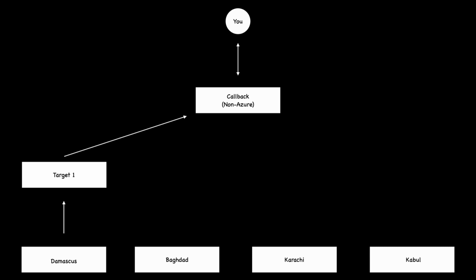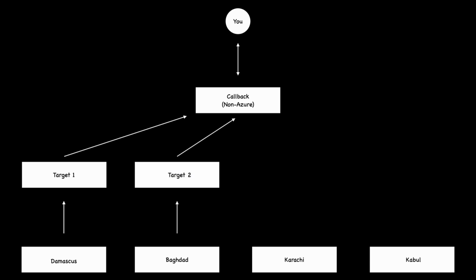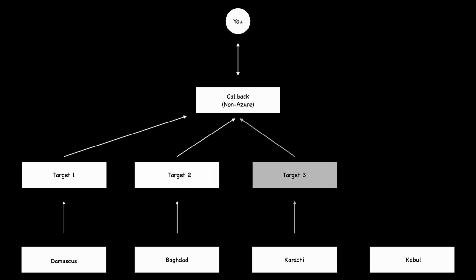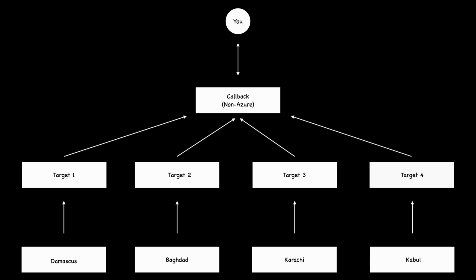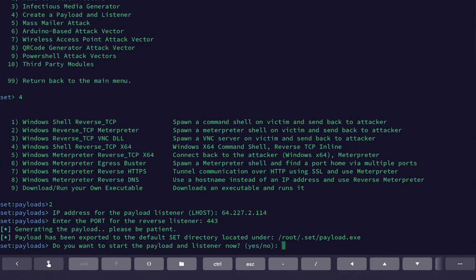Okay, so we set up the callback server, which is not on Azure, it's actually on DigitalOcean. And so when we trick our target in Damascus into downloading our payload and executing it, that callback will then come back to our non-Azure callback server. Same thing with target 2, target 3, and target 4. So let's see what this exploitation actually looks like in real time in our simulated environment using Azure Cloud.